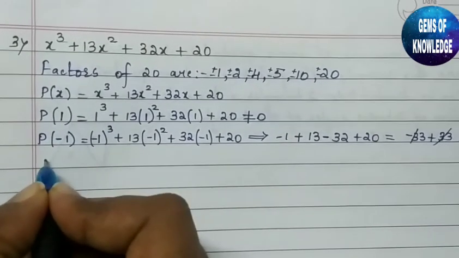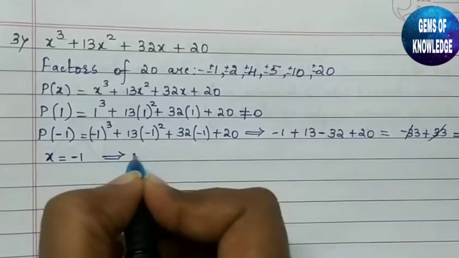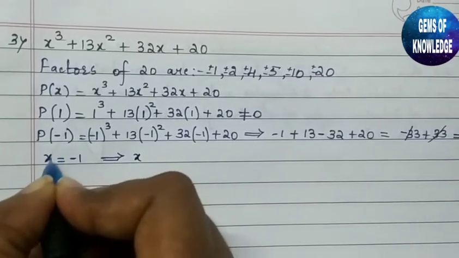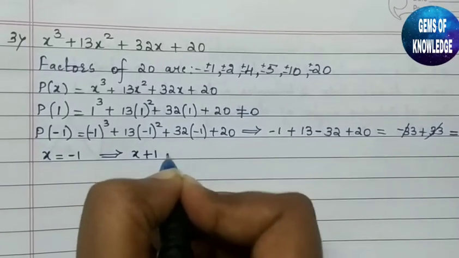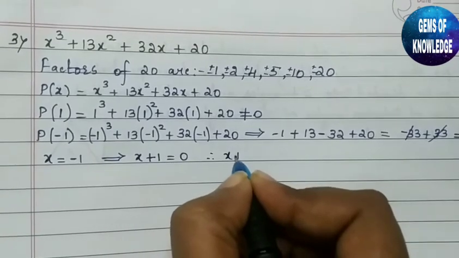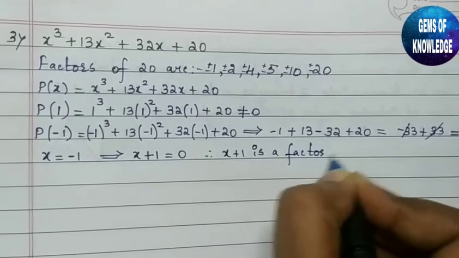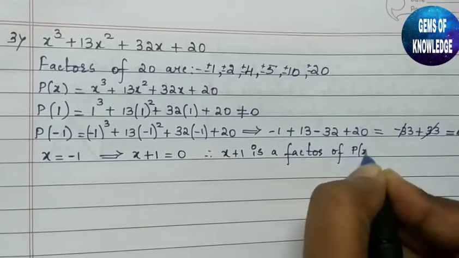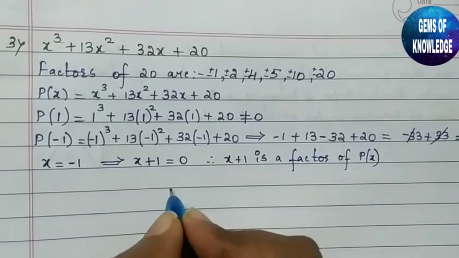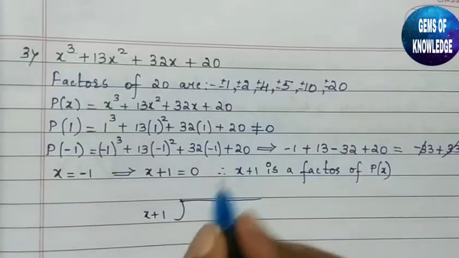So here we got minus 1, so x will be equal to minus 1. It means when you take this one to this side, it will become x plus 1 equals 0. So therefore x plus 1 is a factor of p of x.